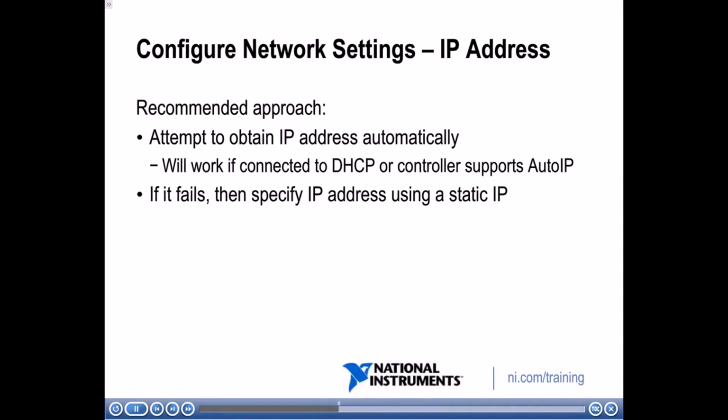So for example, if we set the RT target to obtain an IP address automatically, and we connect it up to a local area network, first it'll look and see if there's a DHCP server. If there is one, then it'll automatically get assigned an IP address. If there is not a DHCP server, then it'll automatically default to a link local address. However, if this recommended approach doesn't work, then you can also try to specify the IP address manually by using a static IP address.